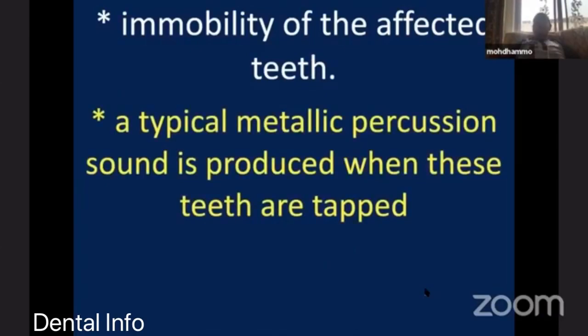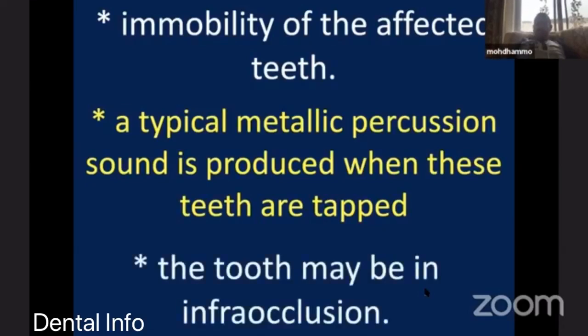When we do the percussion test, we will hear an atypical metallic percussion sound, which means there is no periodontal ligament there, and the tooth is bound with the bone directly. And because there is no periodontal ligament, the tooth will not grow, and we can see here the tooth may be in infraocclusion.